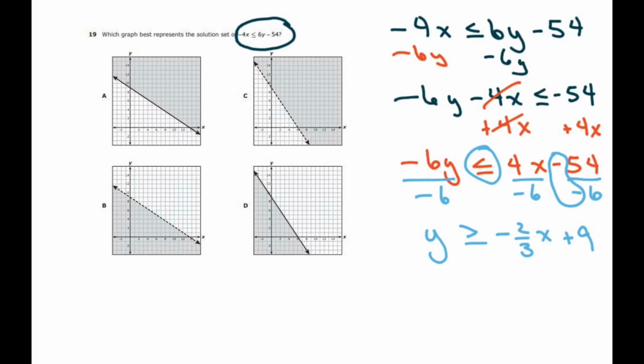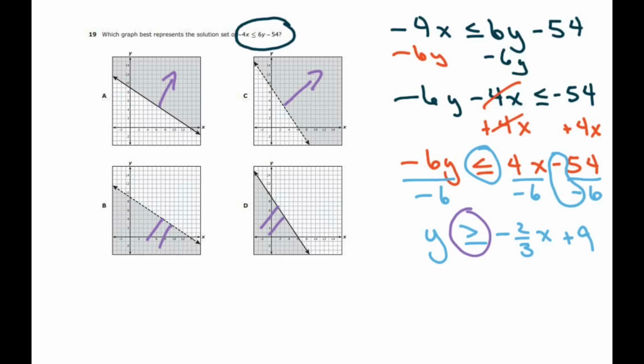Now, I think all of these were kind of the same. Let's see, the y-intercept on all of these was plus 9. So the only difference is, do you see where it says greater? That means you're going to shade up. These are the only two that shade up when it says greater. These both shade down, and that's where they're going to get you, because if you forgot to flip the sign because you divided or multiplied by a negative, you're going to mess up.